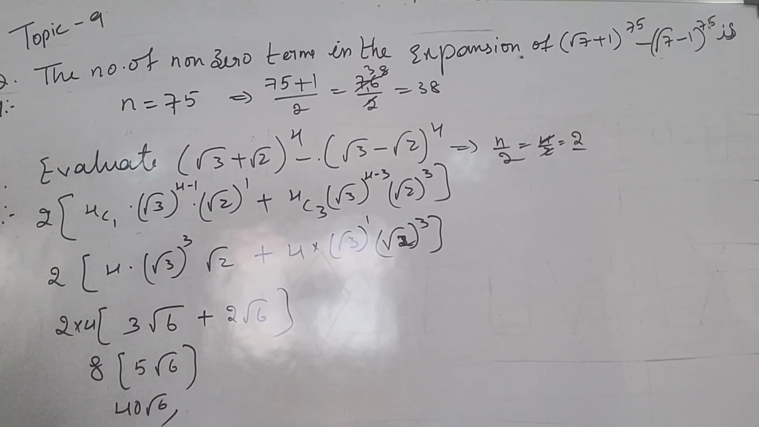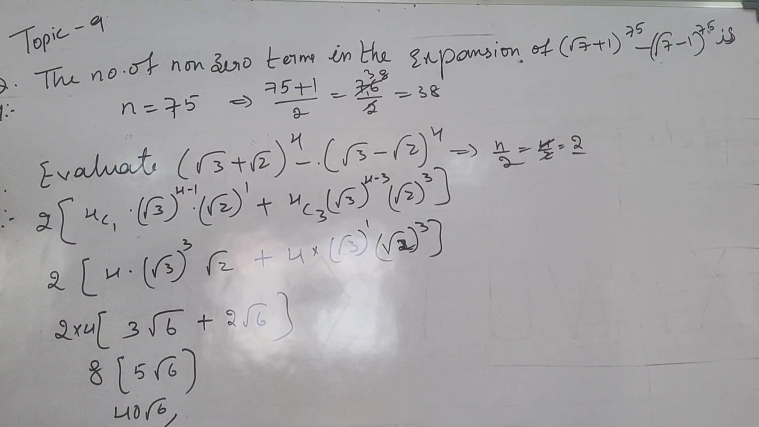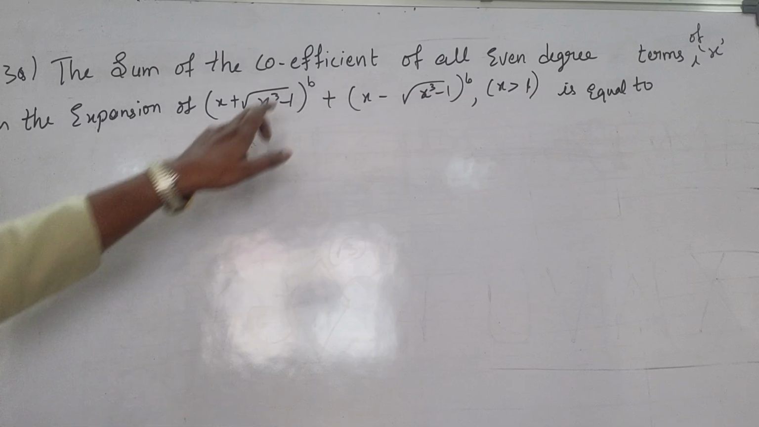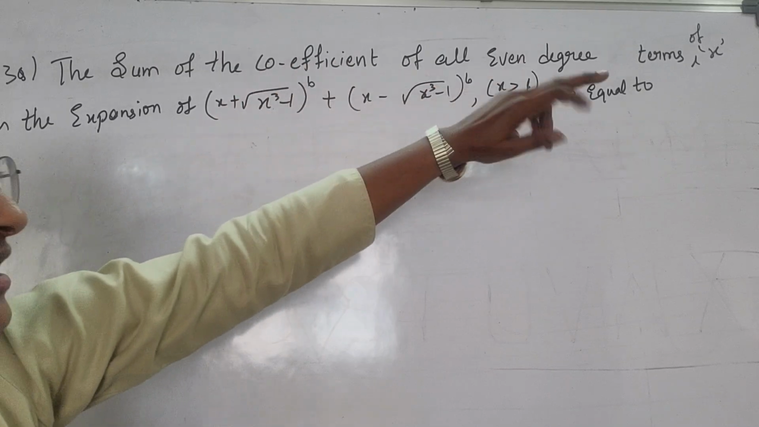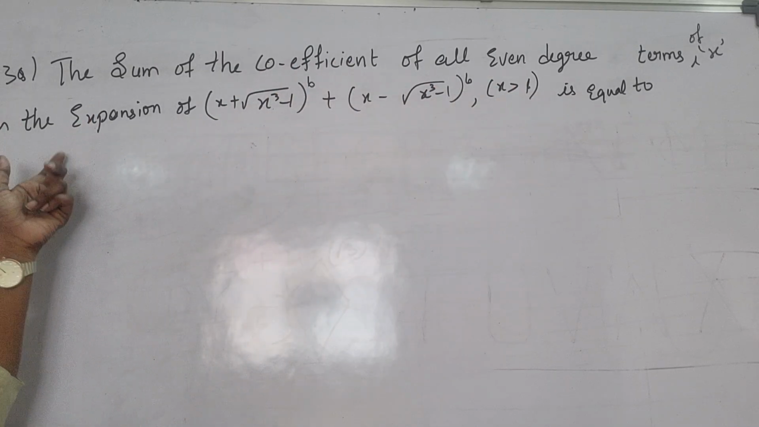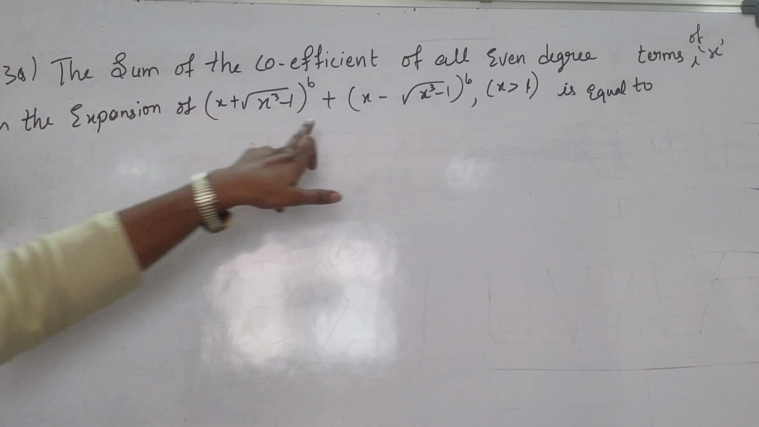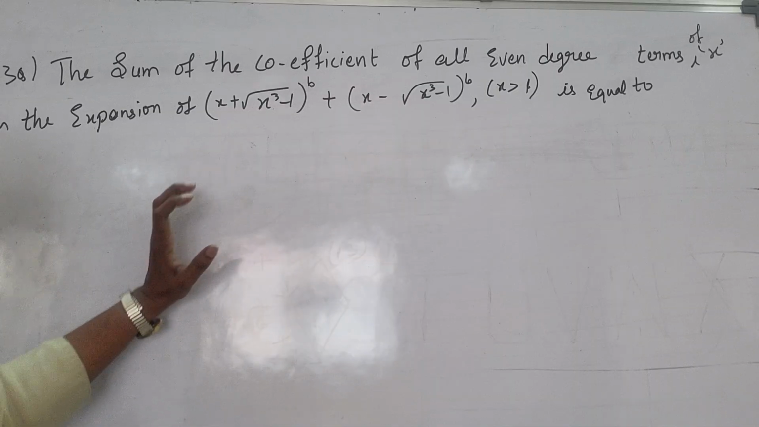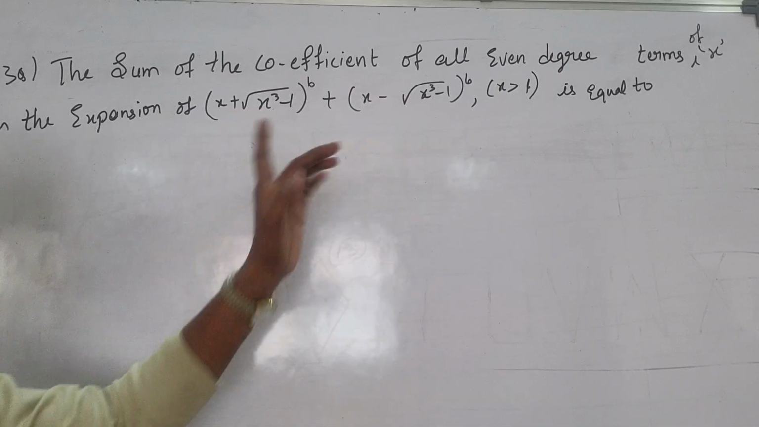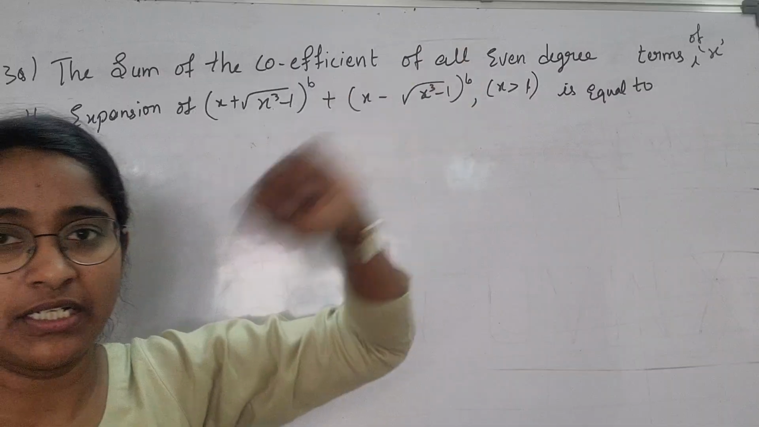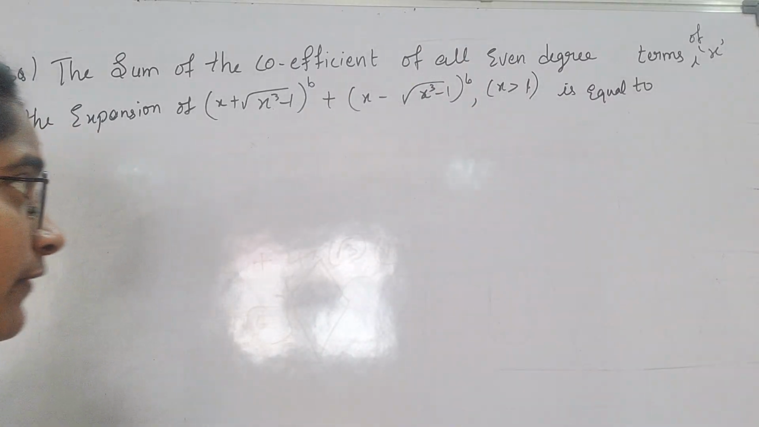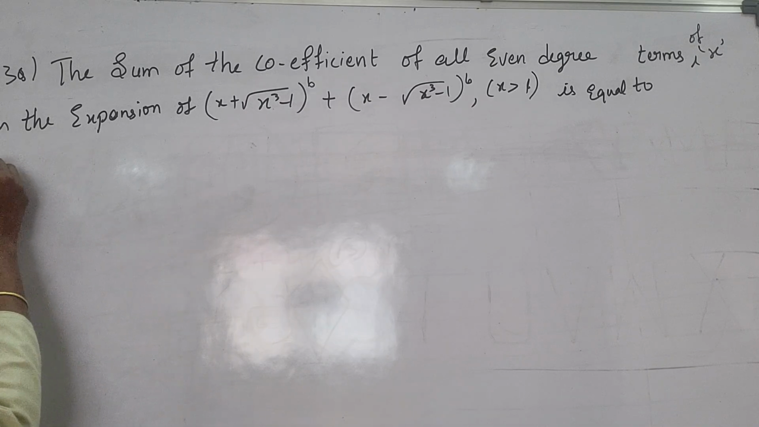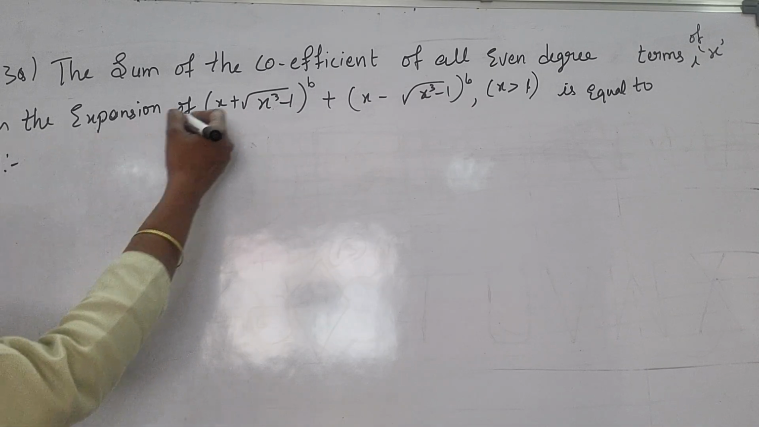So that's done. Then we'll do the next question now. So in this question, the sum of the coefficients of all even degree terms of x in the expansion. So here it is, however, the plus sign. So we will be getting even terms, but they are asking the degree should be even. So we may not expect that. So we need to calculate and check which one is even and which one is not even. Okay, so we will do the problem here.